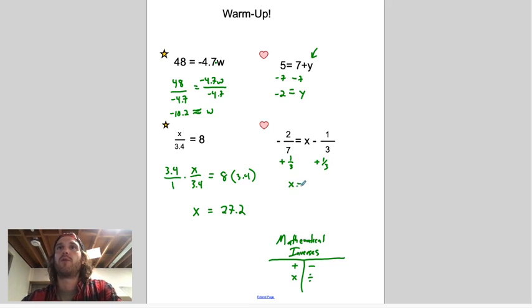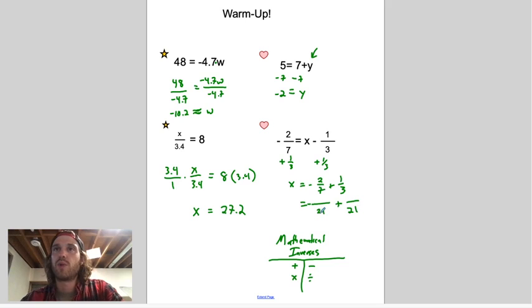Least common multiple of 7 and 3 is 21. So to find our common denominator, I'm going to rewrite it first: -2 over 7 plus 1/3. Common denominator is 21. So this is negative something over 21 plus something over 21. We've got to write equivalent fractions.